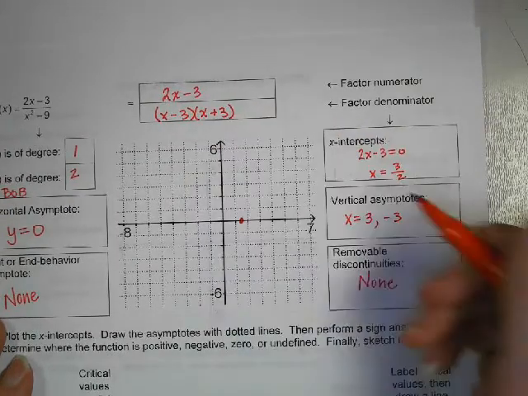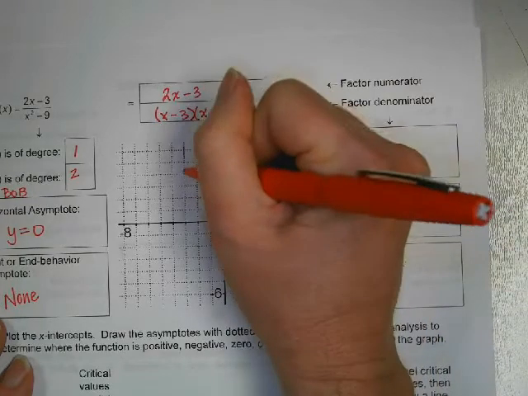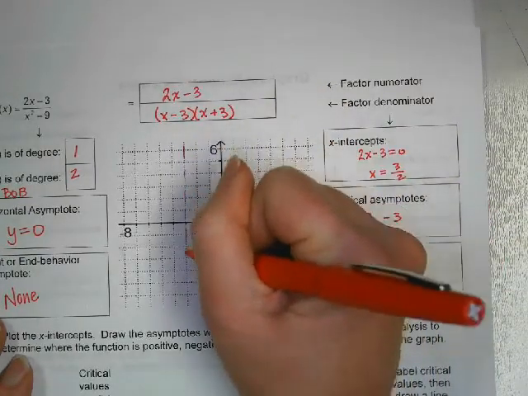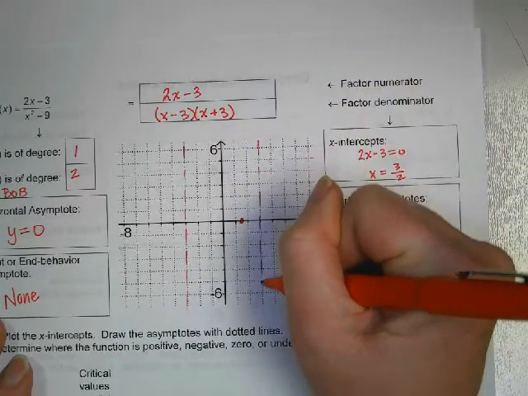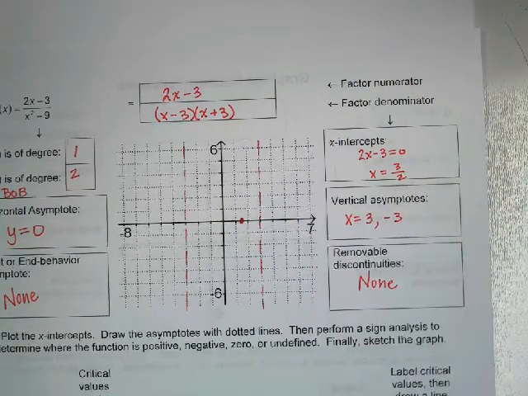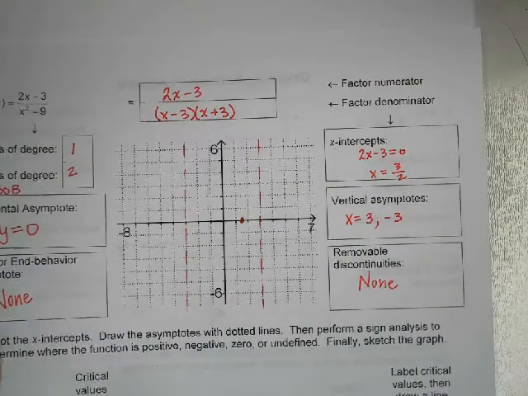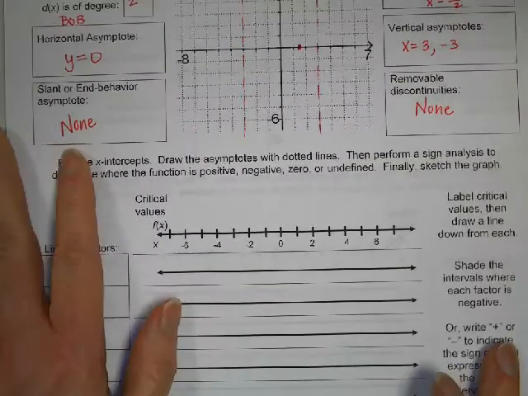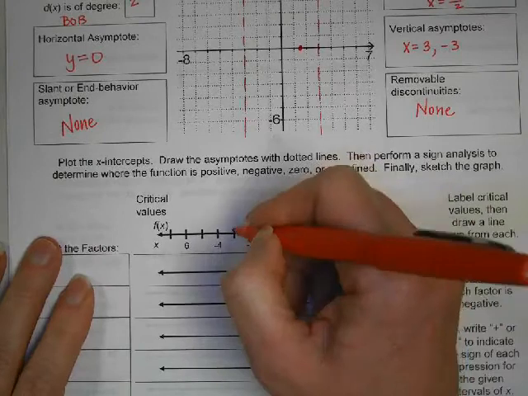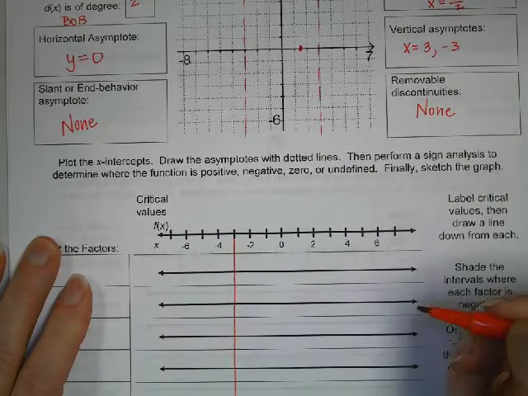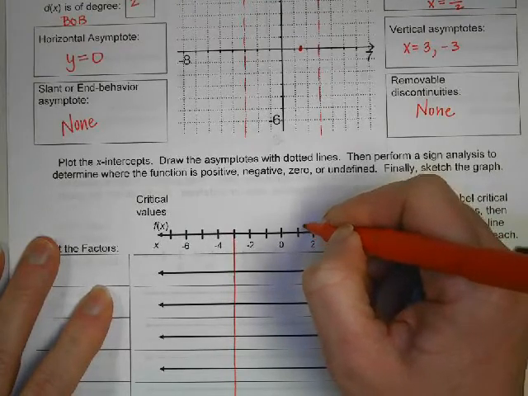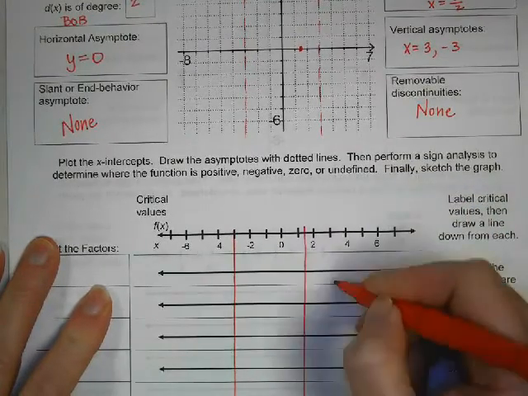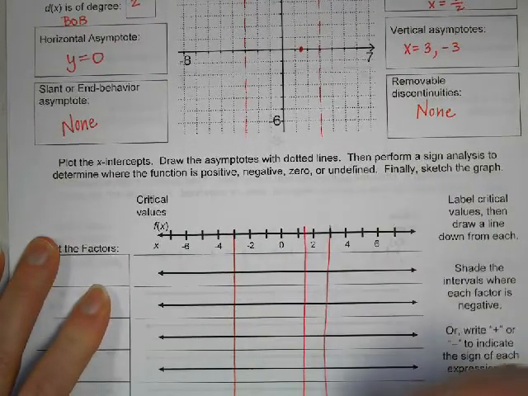So I'm going to put all those things on the graph. Here's my vertical asymptote at negative 3, the dot at 3 halves, which is 1.5, and there's my other asymptote. Moving down to the bottom, remember your critical values are the x values that you found. I've got one at negative 3, that's an asymptote. At 1.5 is a 0, or an x-intercept. And then at 3 is another asymptote.